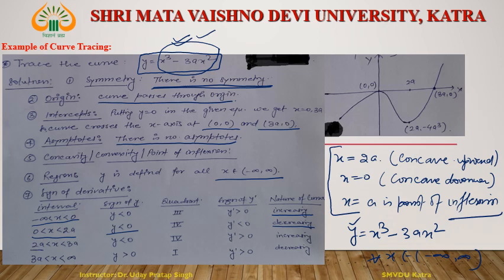From 0 to 2a it is decreasing. Similarly, from 2a to 3a, y is less than 0 and y dash is greater than 0. This is increasing. And from 3a to x, y is greater than 0, lying in the first quadrant, and y dash is greater than 0. Sorry, y dash is less than 0 and this is decreasing.